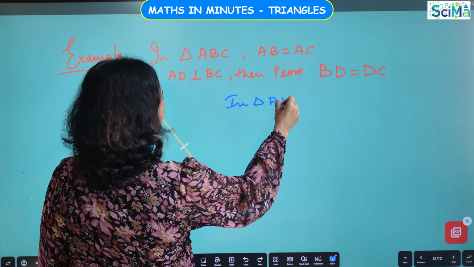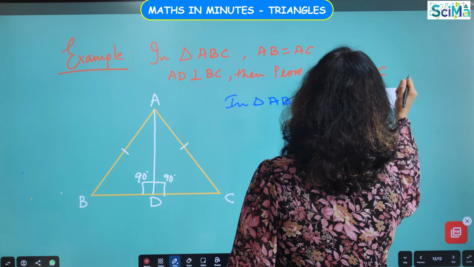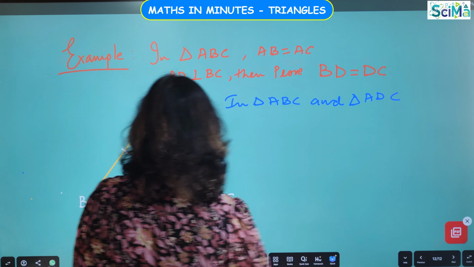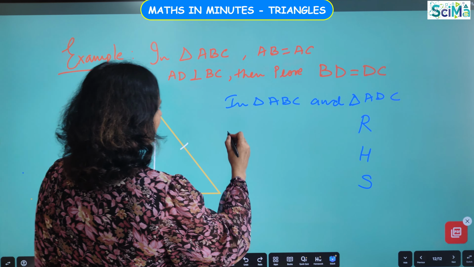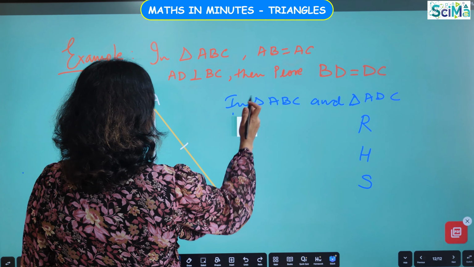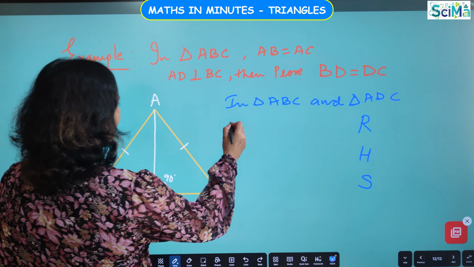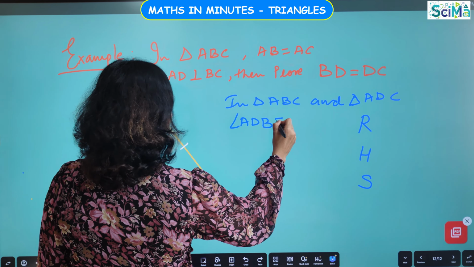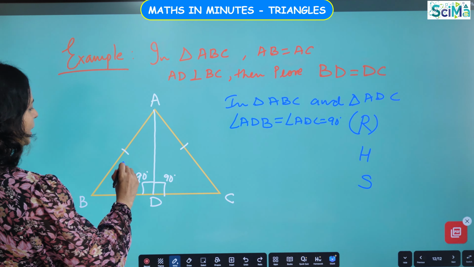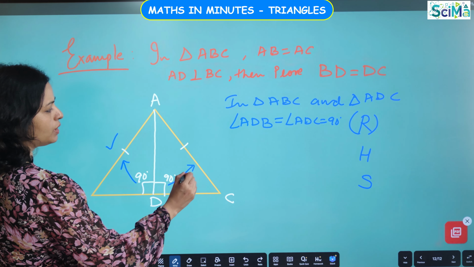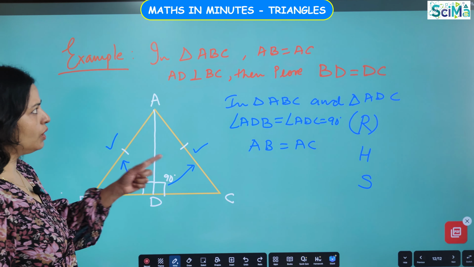So we take triangle ABD and triangle ADC. Here we can apply the RHS rule. RHS. So angle ADB is equal to angle ADC, 90 degrees, that is right angle. Hypotenuse: opposite to this 90 degree, AB and AC are the hypotenuses. So hypotenuse is equal, AB is equal to AC. It is given equal in the question.